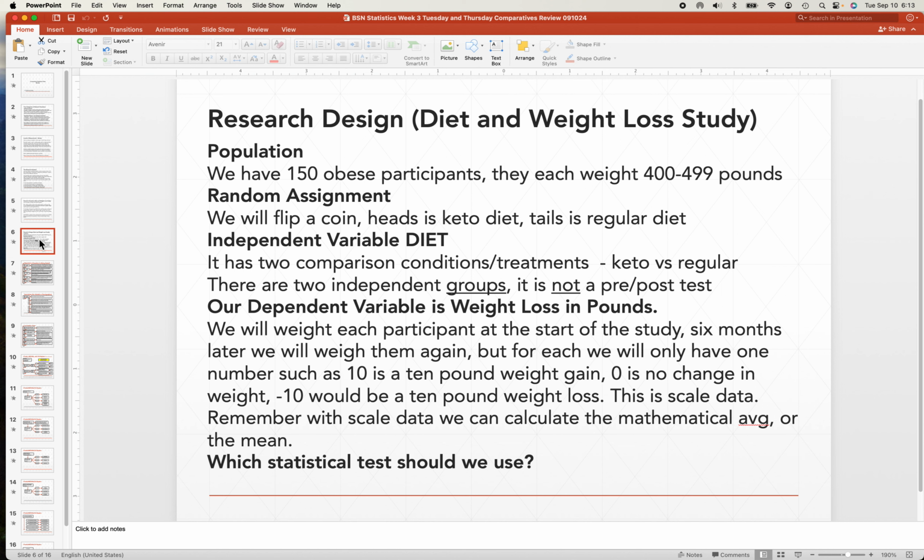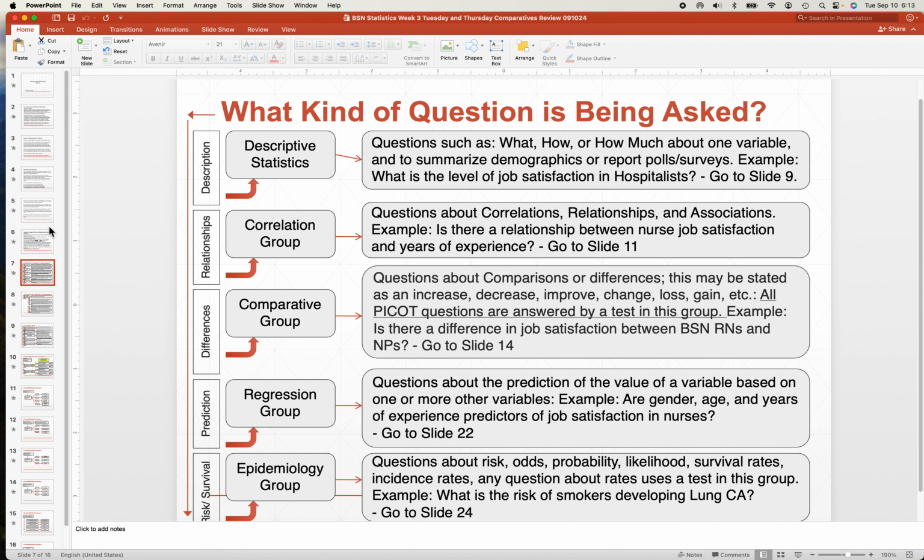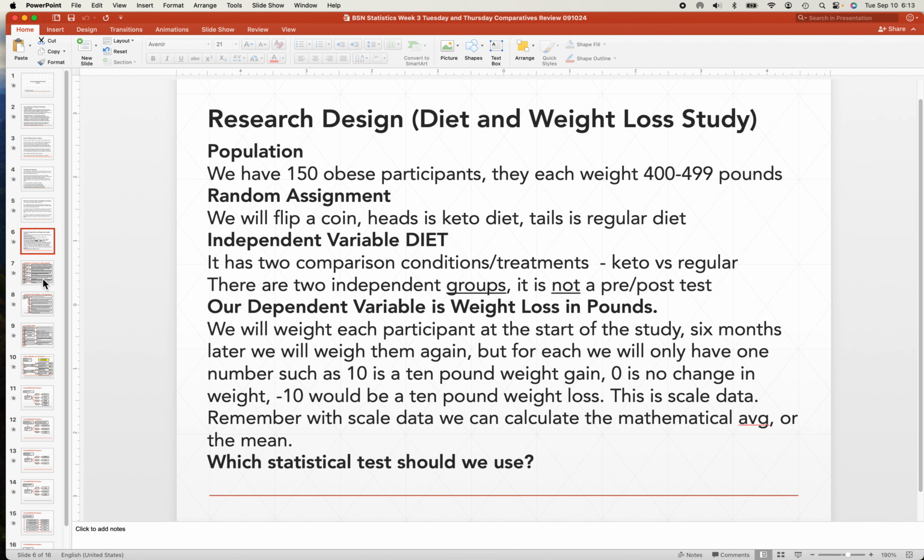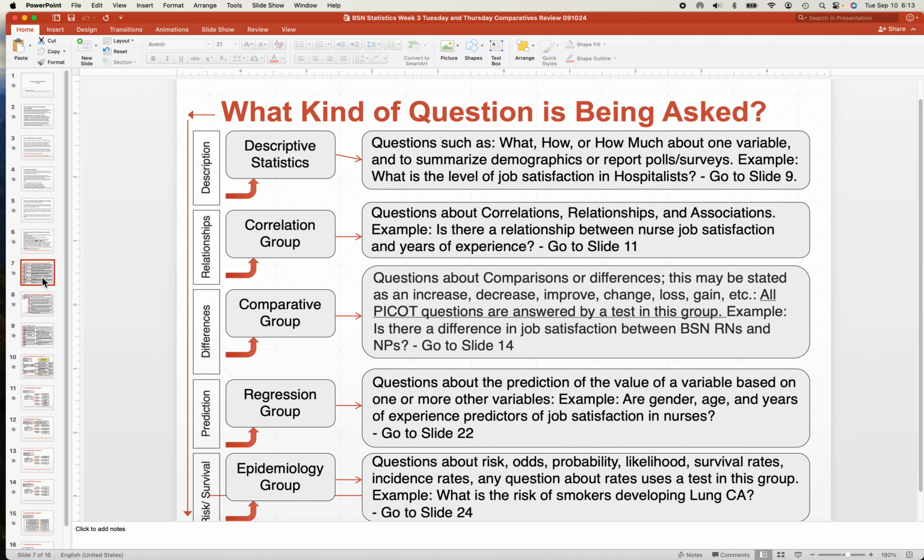So my question then is, based on this brief overview of such a study, which statistical test would we use? At the end of the study, we have 75 in one group. We have each of their weight loss in pounds, and we have 75 in a separate group. We have each of their weight loss in pounds. So let's go through the algorithm and see how this would play out in determining which test we use.